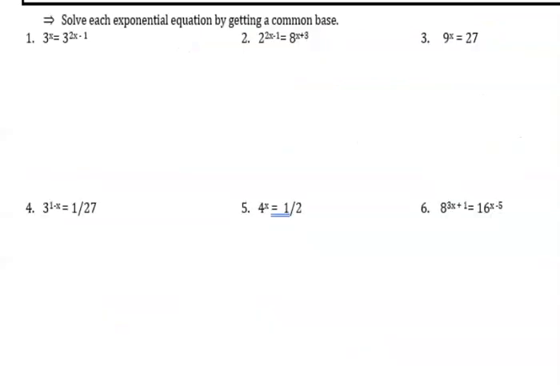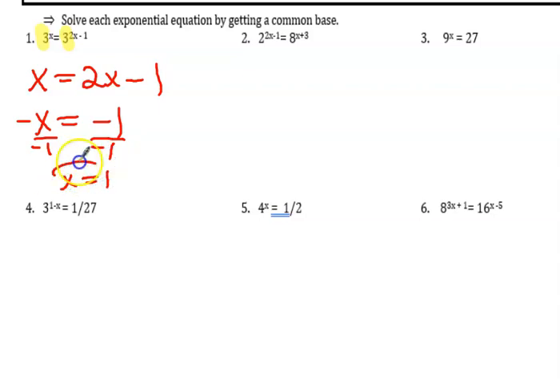So number 1, if you notice, the bases are the same. So therefore, we make the exponents equal to each other and solve. Subtract the 2x from both sides: -x equals -1. Divide by -1 on both sides: x equals 1. There we go. The next one, how would I change 8 to a base of 2?